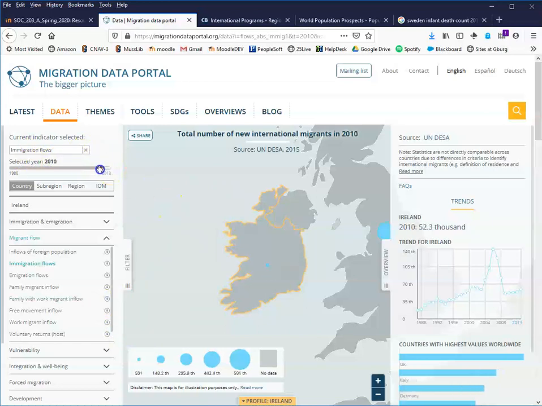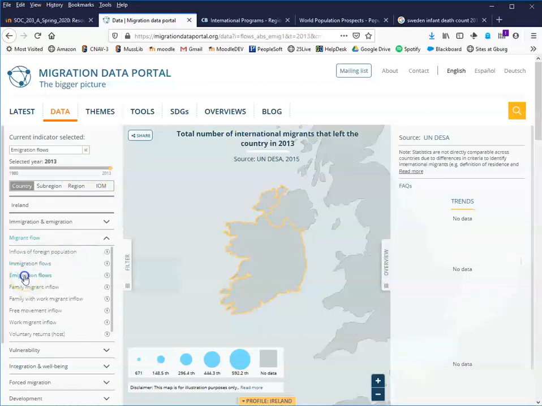I asked you to do this over 5 points in time, so it doesn't matter there. 2010, 52.3, look at that. Not much change. 2005, 102, so there's like way more coming in 2005. So just work your way through, jotting down, pick 5 points in time, jot down those immigration flows.